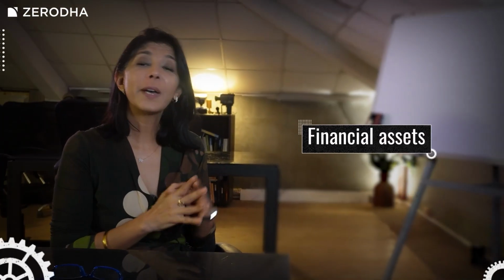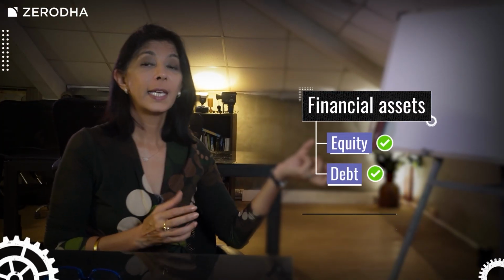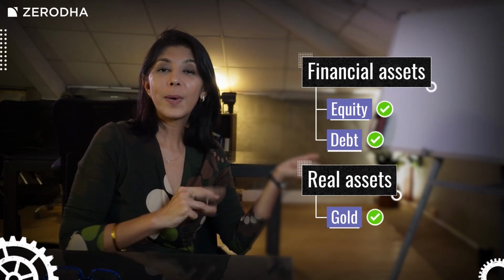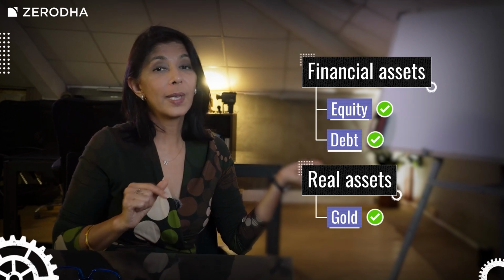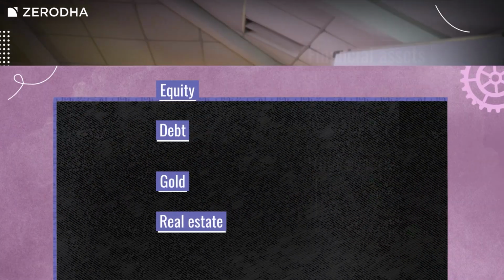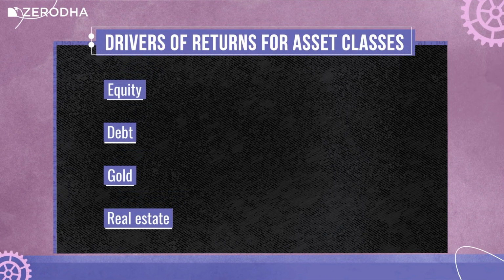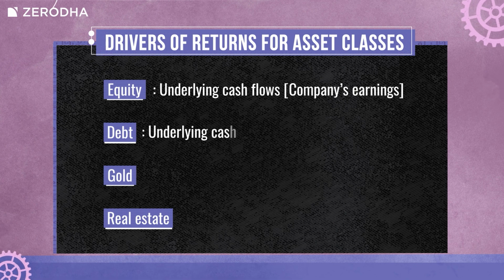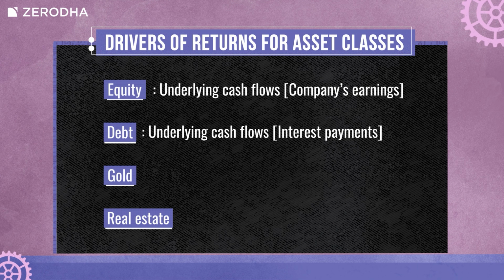So until now, we've talked about financial assets, equities and debt, and we've talked about gold, which is a real asset. Now let's talk about the fourth asset class, which is also a real asset, which is real estate or property. So in equities and debt, the drivers of returns were the underlying cash flows. In the case of equities, it was company earnings. In the case of debt, it was the interest that the borrower would have to pay. In the case of gold, it was the demand and supply.